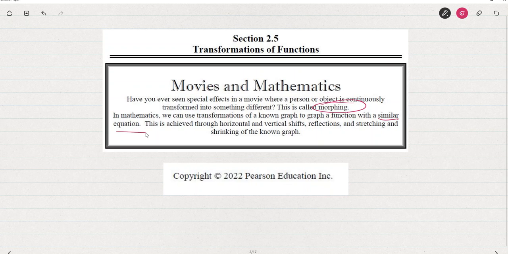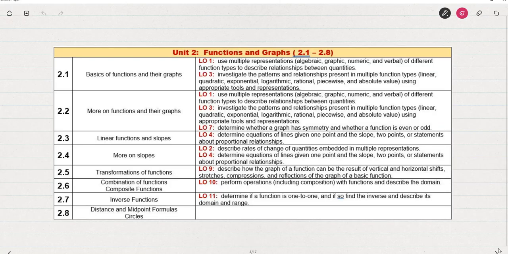This is achieved through horizontal shifts, vertical shifts, reflections across the origin, or I guess I should say reflections about the origin, reflections across the x-axis, reflections across the y-axis, and from stretching or shrinking. Those are the different transformations we'll look at to some functions when we look at the equation.